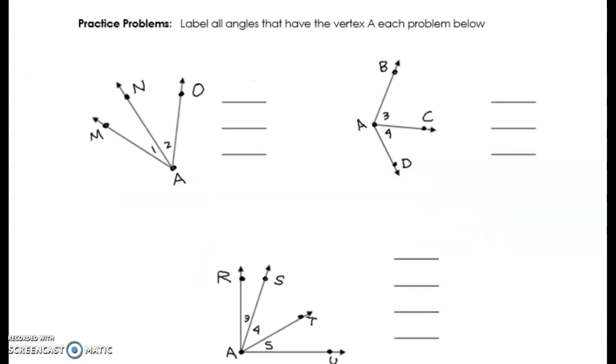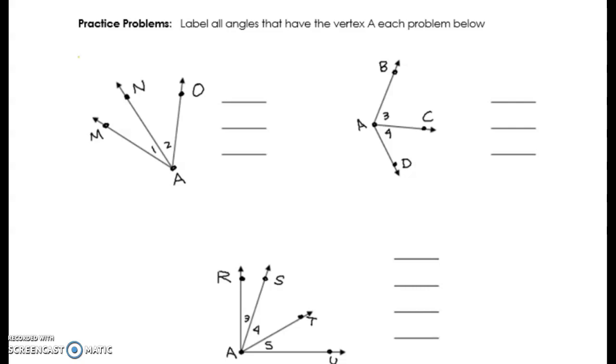All right, so some practice problems. I'm going to go ahead and I would say pause it if you want to try these. I'm also going to give you the answers while highlighting the different angles that you can review and practice, and hopefully it helps you become a little more confident with labeling.